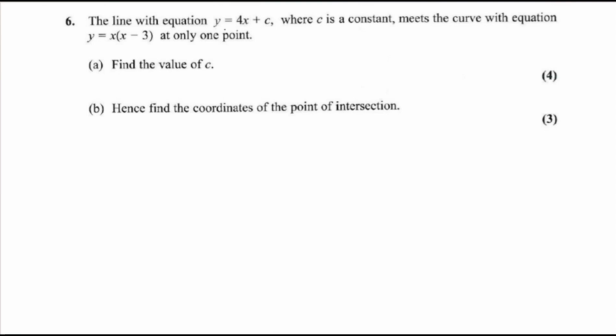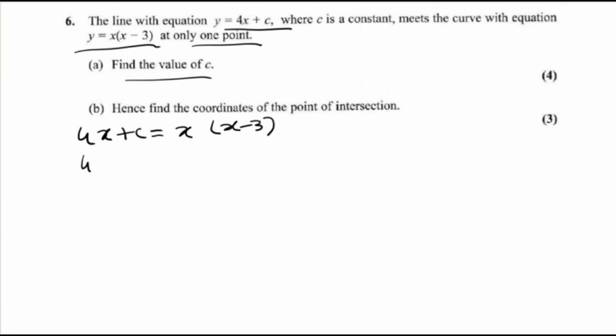The line with equation y is equal to 4x plus c, where c is a constant, meets the curve with equation y is equal to x times (x minus 3) at only one point. Exactly what we did in the previous question. Find the value of c. For that, first we have to equate these two equations. So 4x plus c is equal to x times (x minus 3). So 4x plus c is equal to x squared minus 3x.